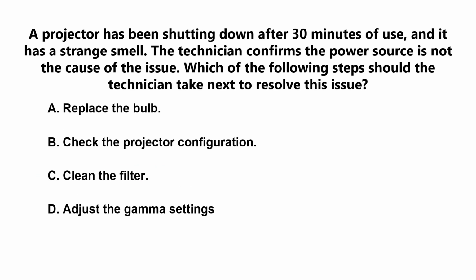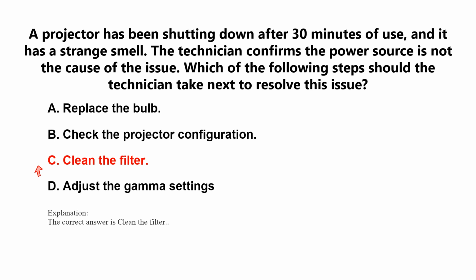Question 69. A projector has been shutting down after 30 minutes of use, and it has a strange smell. The technician confirms the power source is not the cause of the issue. Which of the following steps should the technician take next to resolve this issue? Option A, replace the bulb. Option B, check the projector configuration. Option C, clean the filter. Option D, adjust the gamma settings. The correct answer is option C, clean the filter.